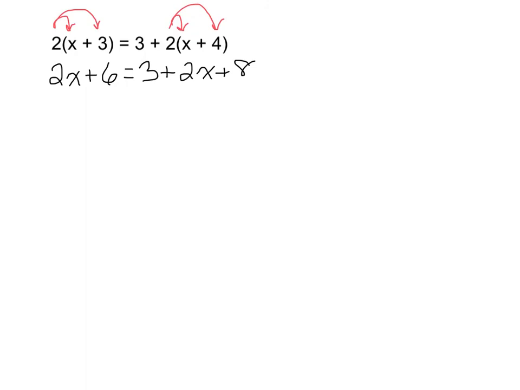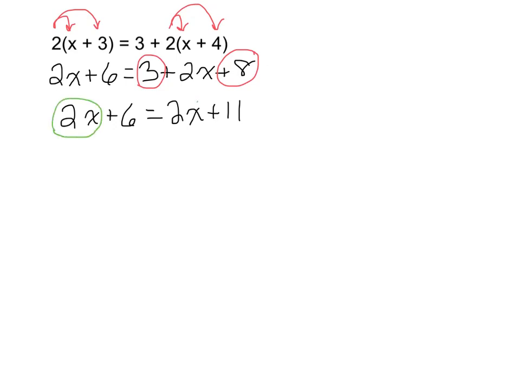Our next step, we want to combine like terms. We have a positive 3 and a positive 8 on the right side of the equation. When we combine them, we have 2x plus 11. Now, similar to the last example, if you notice, on both sides of this equation, our x terms are identical. We have a positive 2x on both sides. When we cancel those out, we are going to get 6 is equal to 11.